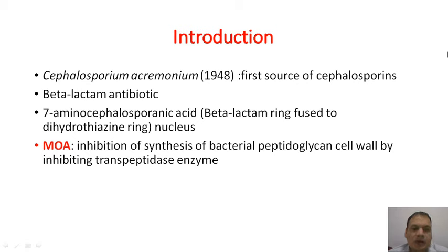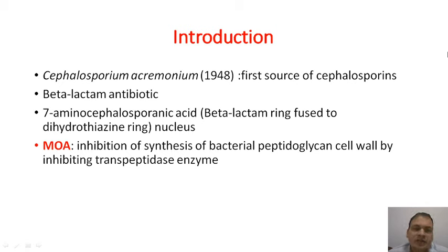Now there are a few important things about the cephalosporins which we need to know. One is how they act, then what the different types of cephalosporin antibiotics are, what their antimicrobial spectrum is, what some important pharmacokinetic properties of these antibiotics are, and then some therapeutic uses and the adverse effects of these cephalosporins. So we will cover it one by one.